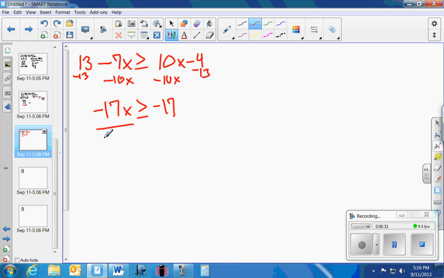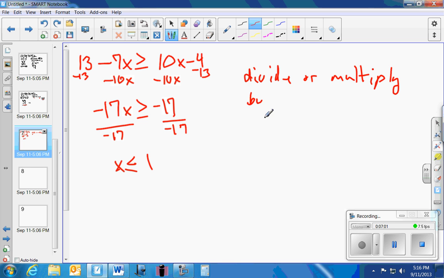Then I'm going to divide by negative 17. And the one rule you guys need to be aware of, whenever I multiply or divide by a negative, I'm flipping this sign. So x is less than or equal to 1. Okay, so write that down maybe at the top of your paper. So divide or multiply by a negative, switch the sign.